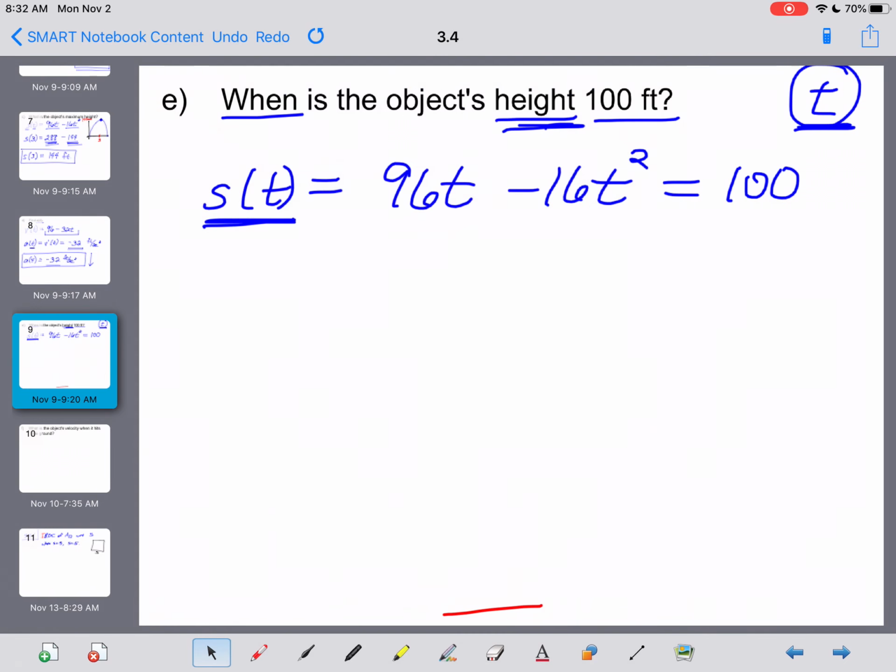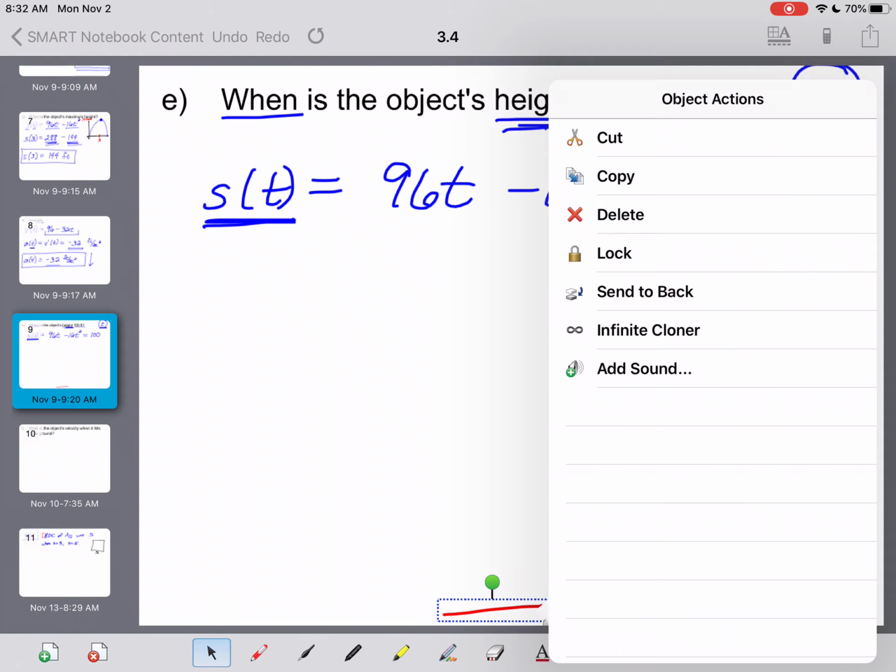There we go. We're going to delete all of that out. Oh, and you too, buddy. All right, so let's get rid of that.